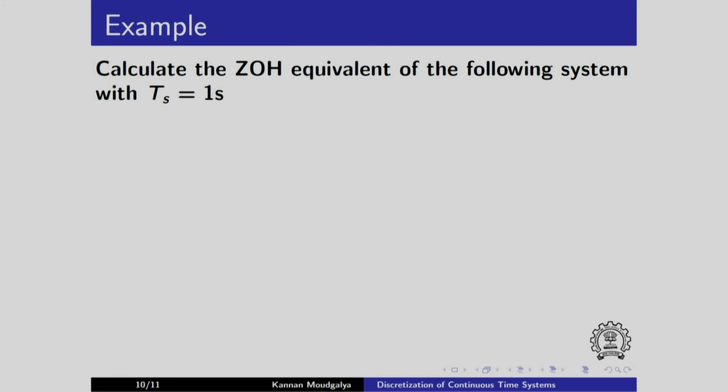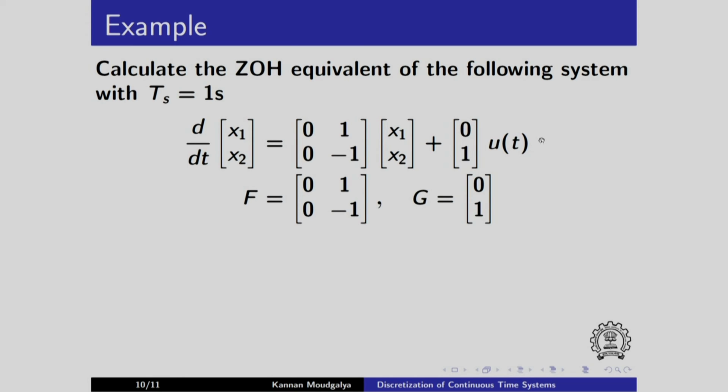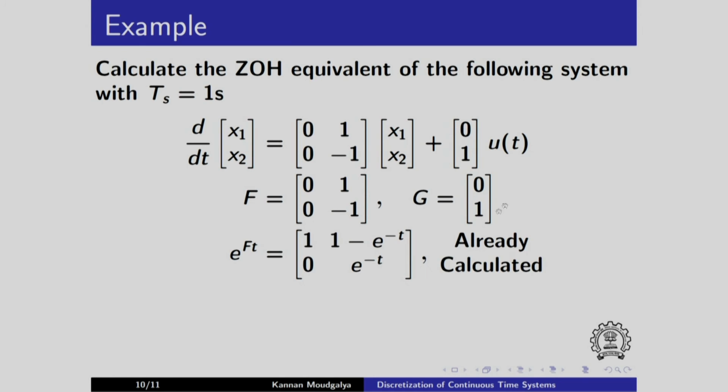We will now present an example. Calculate the zero order hold equivalent of the following system with the sampling period as 1 second. Here is the continuous time system given to us, and this is f and this is g. Recall that we already calculated for this example earlier. So exponential f of t is this expression which is already calculated.